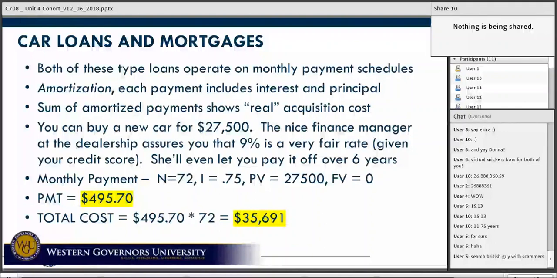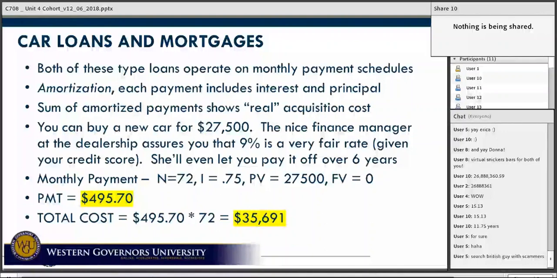Well, it turns out that our payment on this car is about $500 a month, a little bit less, $495.70. And if we look over the life of the loan, we're going to be spending $35,691 for this $27,500 car. So how much did we spend in total interest over the life of the loan?